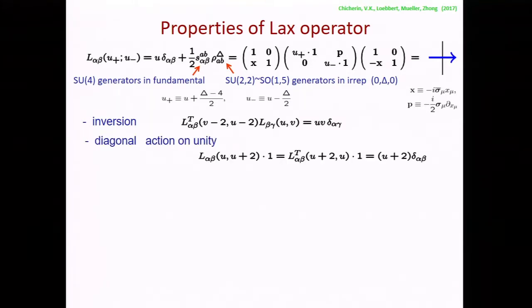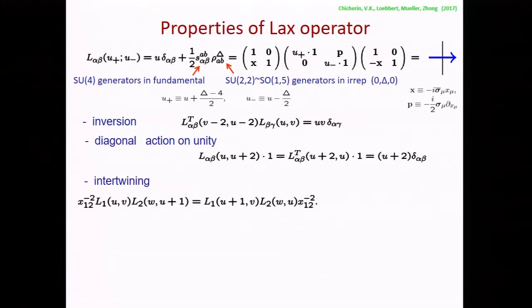Then, an important relation for us: if you simply act on 1, then, for example, P disappears since it's a derivative, and you can easily see that the result is simply U plus 2 times a diagonal matrix. It's U.